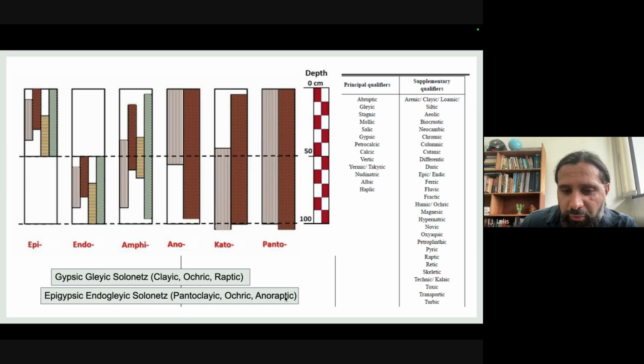And we have here anoreptic. What is the anoreptic? This reptic is connected to lithic discontinuities. So we have lithic discontinuities that start at 0 and end after 50, but before 100. So for all these two options, we use the ano. So anoreptic. So you can add these prefixes to show the spatial distribution of one qualifier.